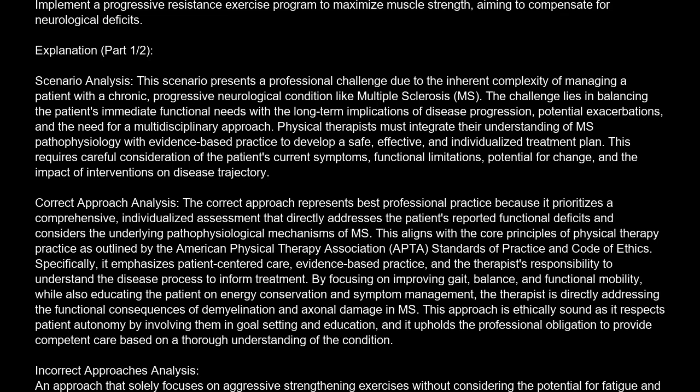The correct answer is B. Implement a progressive resistance exercise program to maximize muscle strength, aiming to compensate for neurological deficits.